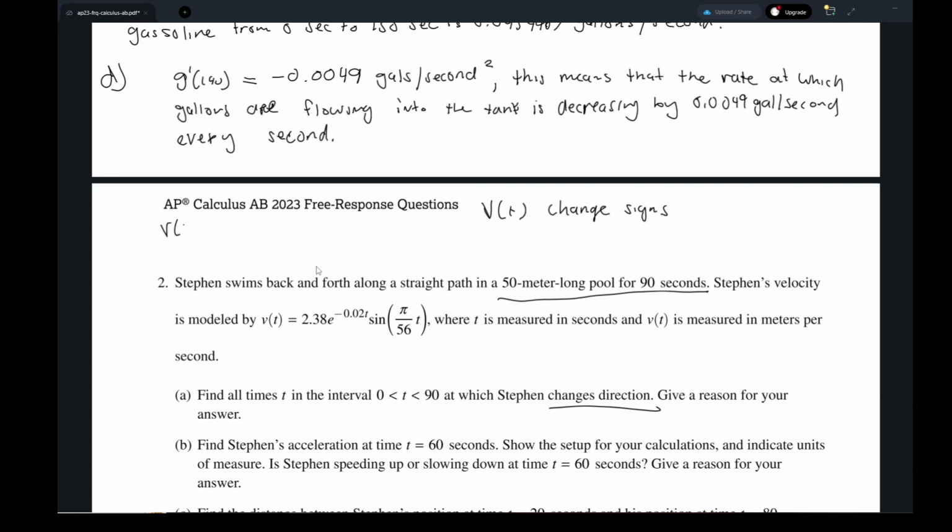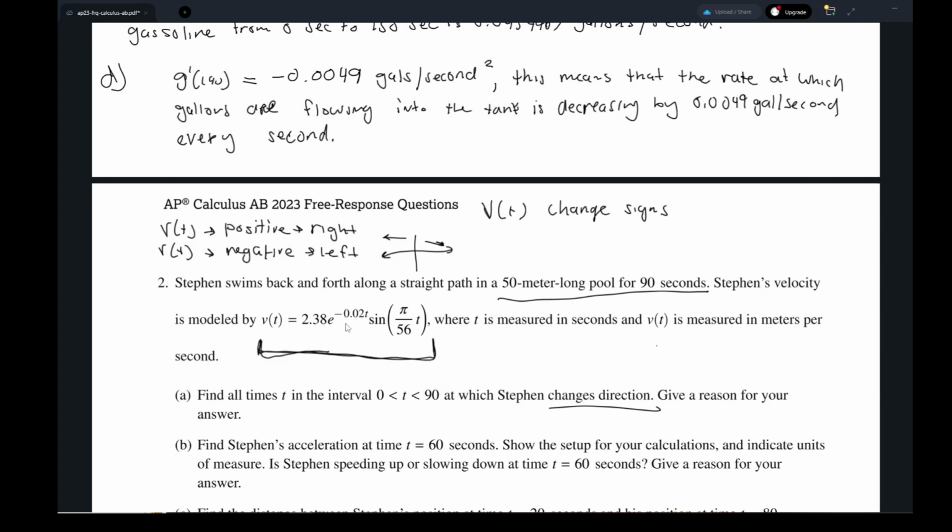And when velocity is positive, you're going to the right. And when v of t is negative, you're going to the left, right? And that sign change is going to tell you whether you're going to the right or going to the left. So really all we need to do is plug this function into our graphing calculator, and we need to see at which points v of t is going to change from positive to negative.